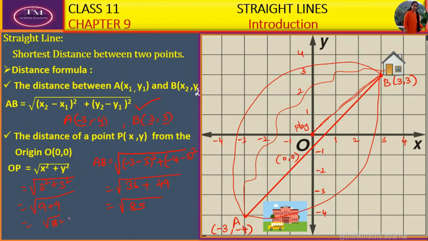This can be written as the square root of 2 into 9, as 9 is a perfect square. So the root of 9 is 3, so it is 3 root 2. Okay. So this is the way you have to find the distance between 2 points. We learnt this already in class 10, so you were all familiar with this. So shall we move on to the next one?